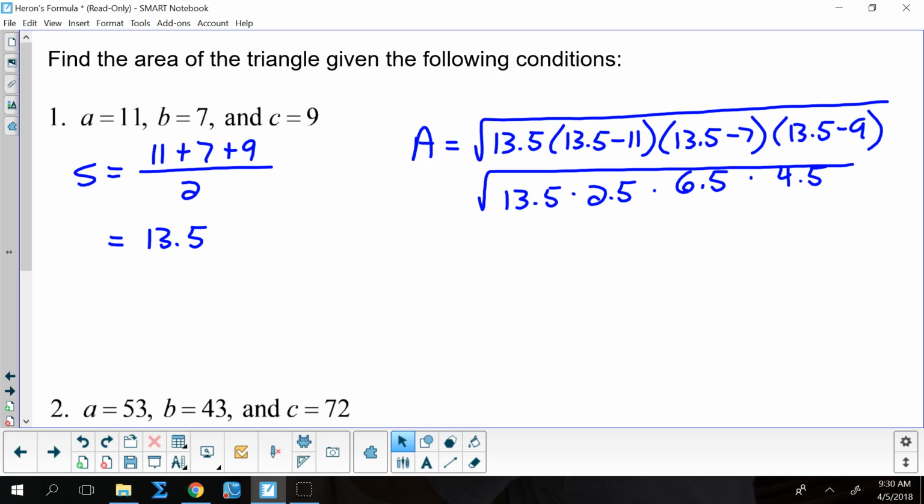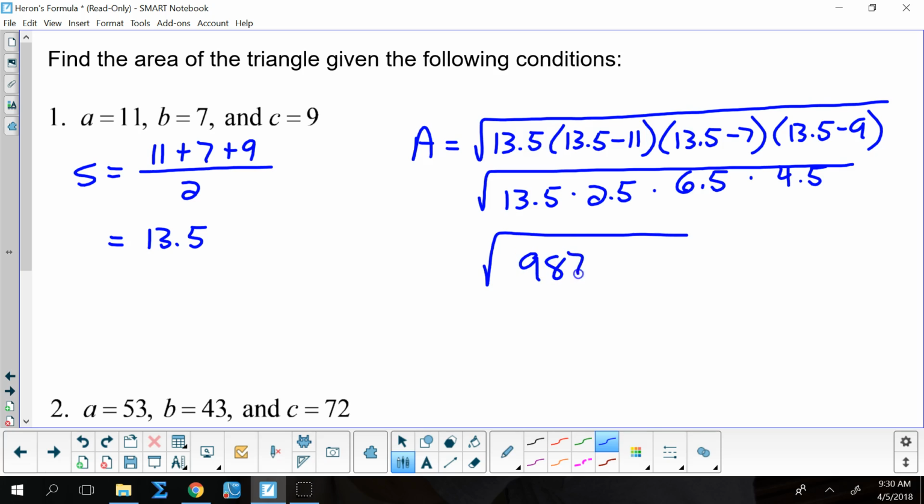So this gets me the square root. Oops, tap the brakes. Got to get the old marker back on. The square root of 987.1875, which is, I get an area here of 31.4195. And if we had units attached to these, like let's say they were feet, then we would be in square feet because we're dealing with an area. Questions on Heron's formula?